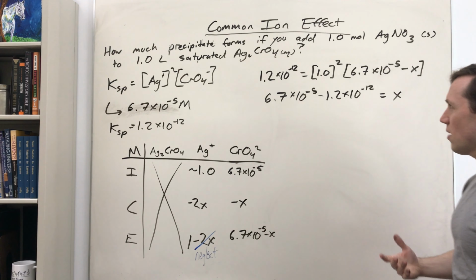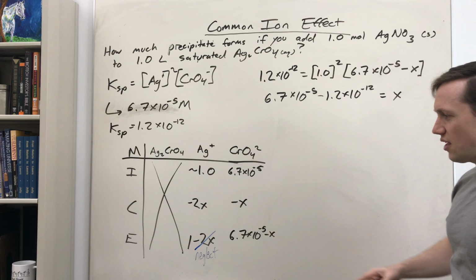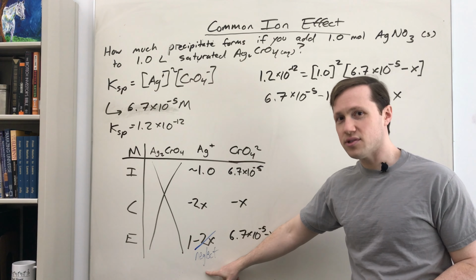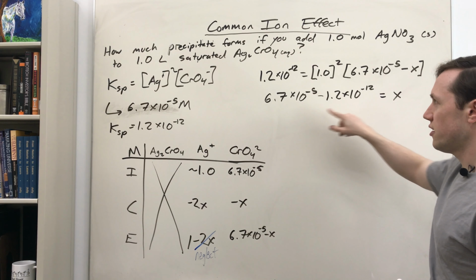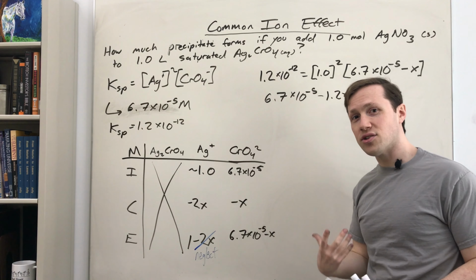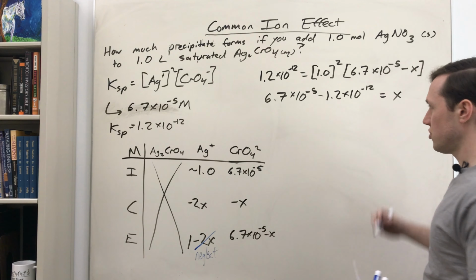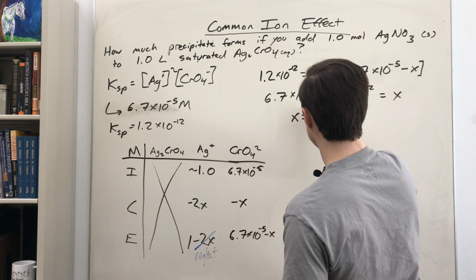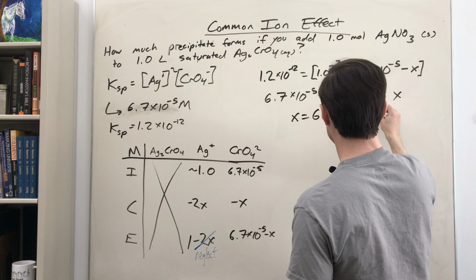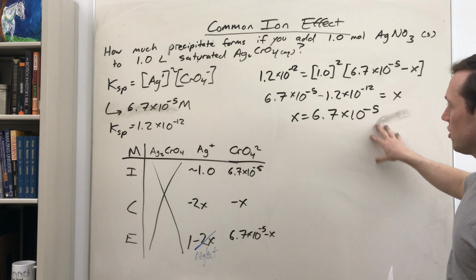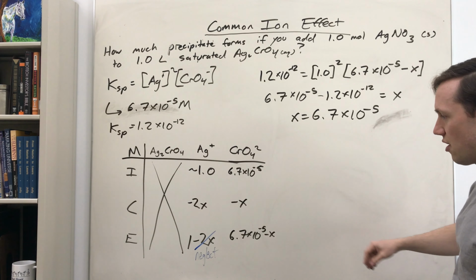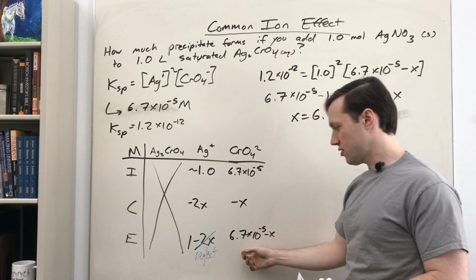What's that telling us here? Well, we said that this minus that was insignificant. And again, this number is so small that it's truly not significant within our degree of experimental precision. So, if x equals 6.7 times 10 to the negative 5, what that means down here is that all of the chromate precipitates.